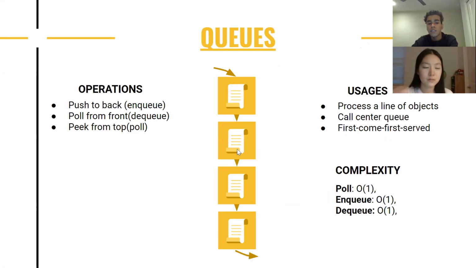So there are three essential functions that you can run on a queue. There is pushing to the back, which is called enqueuing. This is getting into the line. There's polling from the front. This is leaving the front of the line to get processed. This is called dequeuing. And just like we saw in the stack, there's a peek operation where you can look at what's at the top without removing it. And all of these are done in O of 1 time.